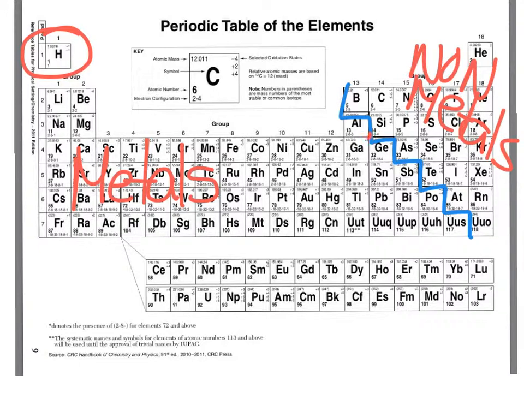Think of aluminum. Okay, here's aluminum right here. Aluminum is a metal. Okay, we want to get rid of that. Ooh, go away, go away, go away.